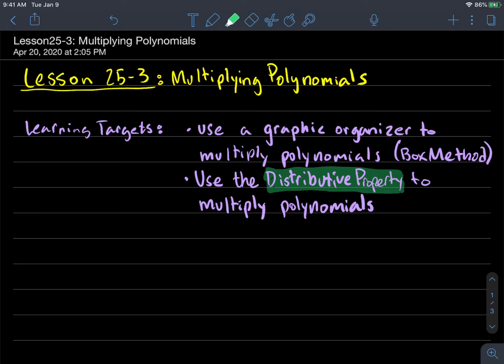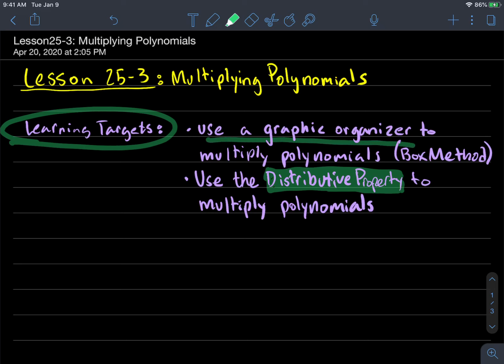Our learning targets for today are to use the graphic organizer to multiply polynomials. In other words, that's just a fancy way of saying the box method, because it organizes your math visually in a graphic form. And the other way is to use the distributive property to multiply polynomials.